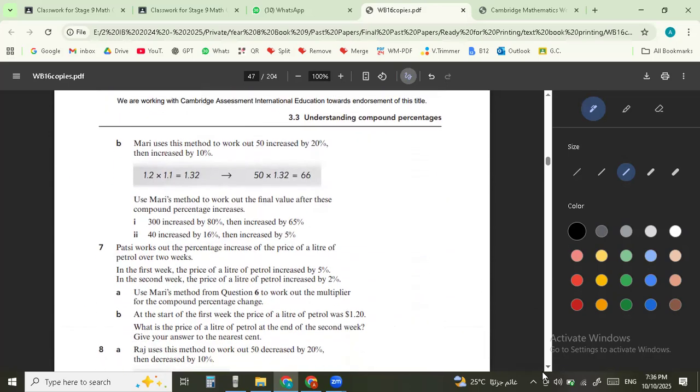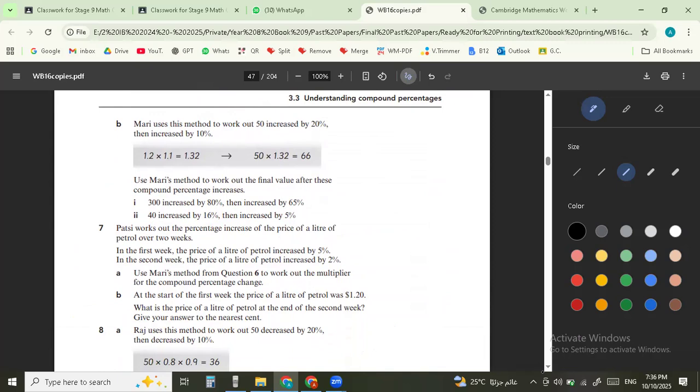Next question says, Mary uses this method to work out 50 increased by 20%, then increased by 10%. What did she do first? She actually found the compound multiplier or the compound percentage. How? She did the increase of 20% times the increase of 10% first.